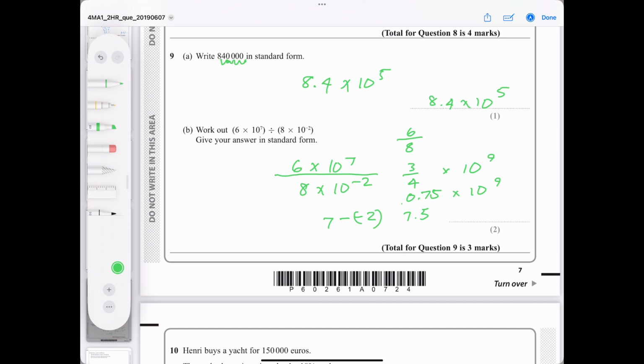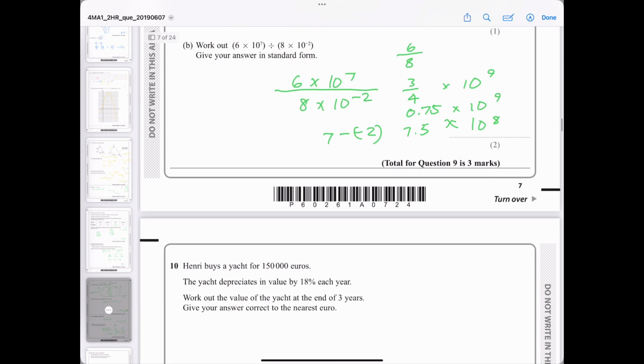To make it into standard form, let's make that bigger. So let's make this smaller. I think that's the actual answer. I think if I put it into my calculator, I'd find that anyway, which you're allowed to do.